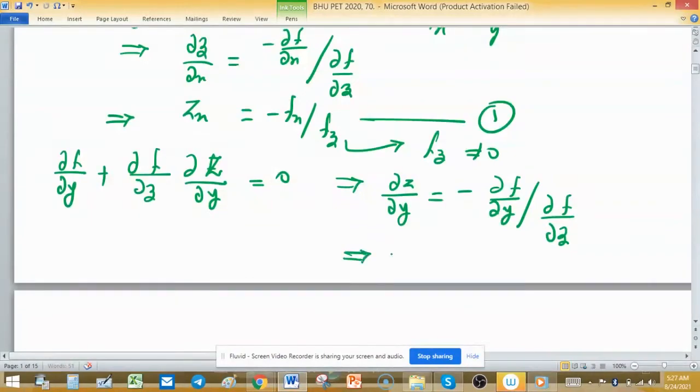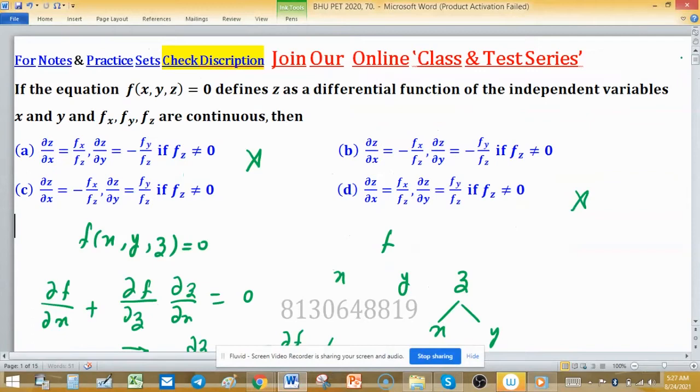In compact form, I can write partial z with respect to y, zy, equal to minus fy upon fz. So zy is also negative. You can see in option B, partial z with respect to y equal to minus fy upon fz. Also fz is not equal to 0 in this option. So option B will be right, and option C is discarded because you can see in this part the negative sign is not there.